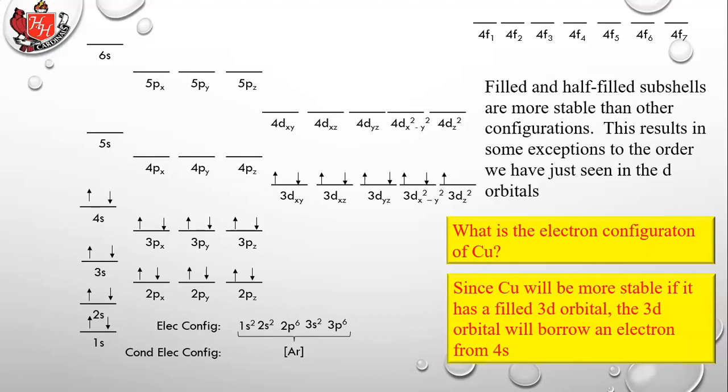Since copper will be more stable if it has a filled 3d orbital, the 3d orbital will borrow an electron from the 4s. So again, watch the 4s line over there on the left. We're going to take that electron away, and we're going to put it over here, and we're going to put it there. So now copper has a filled 3d orbital. And so if we look down at the electron configuration, it's going to be 4s1 because there's only one electron in the 4s orbital, 3d10. Alright, so those are the exceptions that you should understand. It's when you can either half fill or totally fill a d orbital, then that situation will occur.